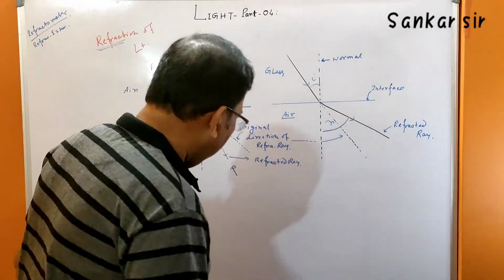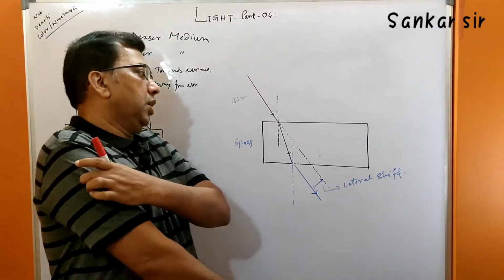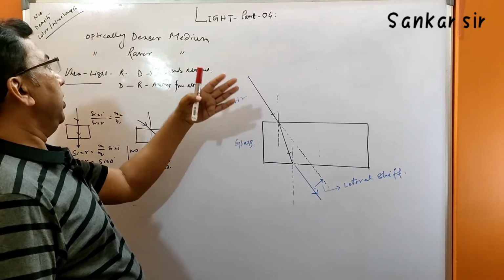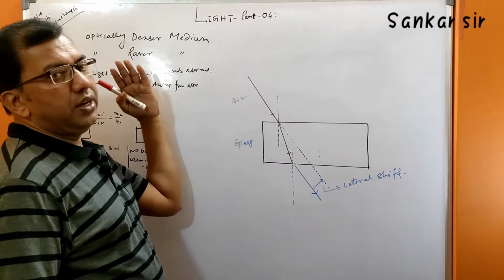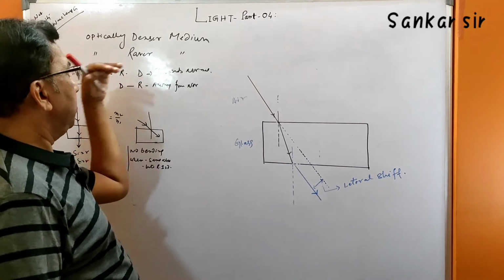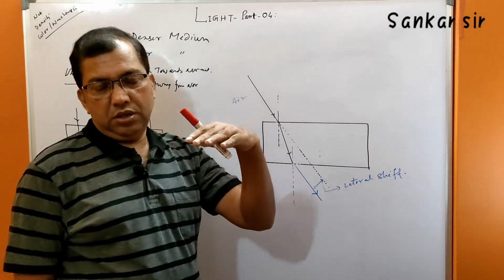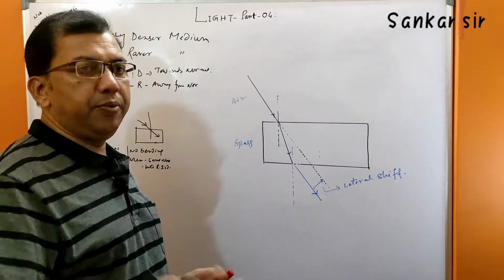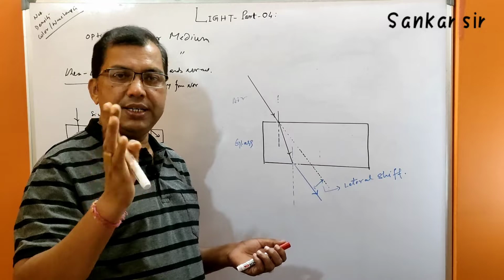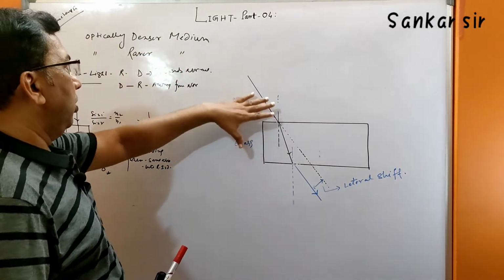Clear? Now, next. What you see in the optically denser medium and optically rarer medium, we have learned, is where the speed of light is low and the refractive index is high, and where the refractive index is low. We call that optically denser medium and optically rarer medium.